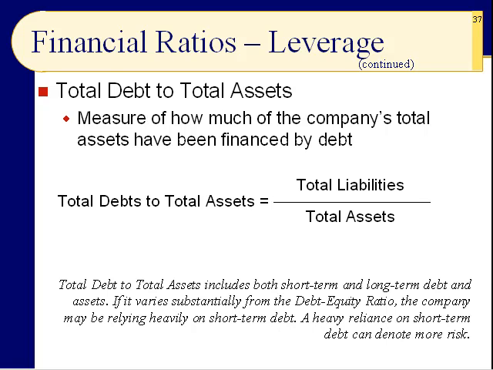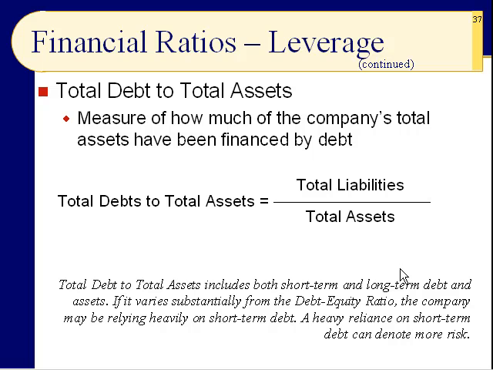And then, last but not least, no, maybe this isn't the last one, I'm sorry. The measure of how much of a company's total assets have been financed by debt: total debt to total assets. You take the total liabilities and divide that by the total assets. So those are both on the balance sheet. Total debt to total assets includes both short-term and long-term debt.